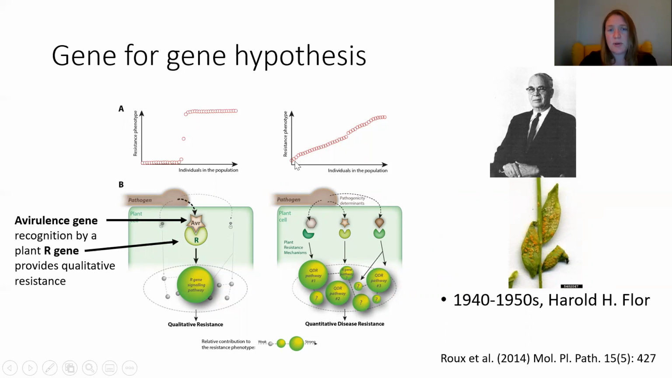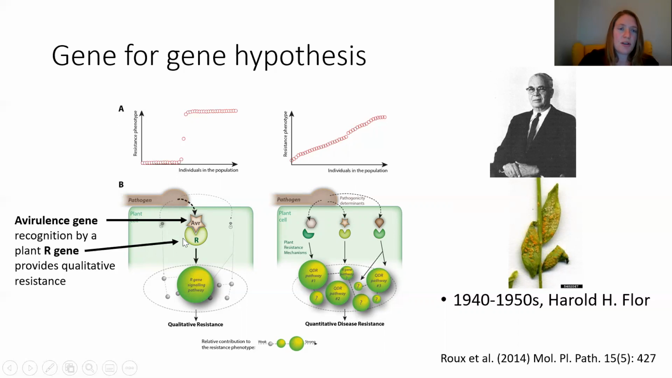We also see cases where we have a whole gradient of susceptibility to resistance. And we call these two scenarios qualitative resistance and quantitative resistance. And Harold Flor in the 1940s, when he was studying this flax rust disease, was able to hypothesize that there are single genes involved in qualitative resistance. Based on our knowledge of Mendelian genetics, the way this segregates, it implies that one gene is responsible.